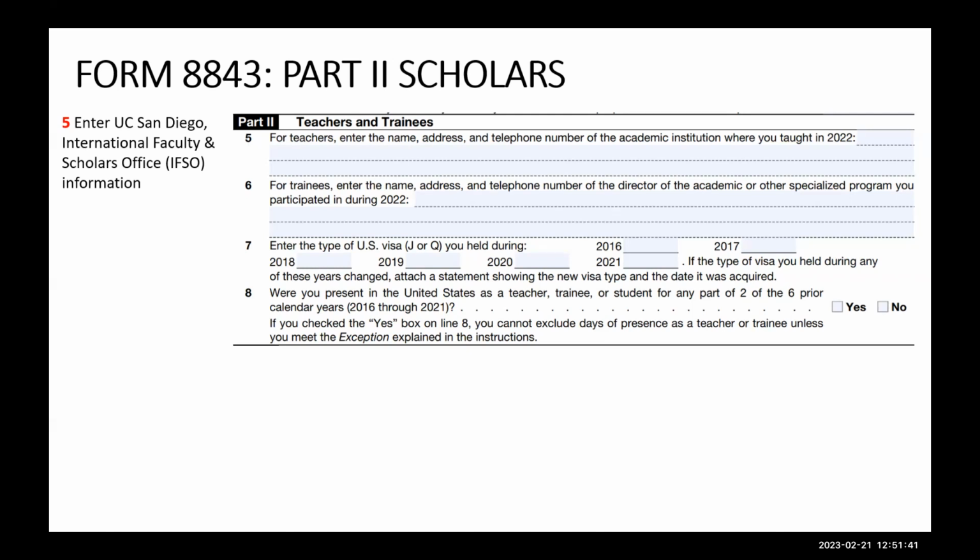Let's see, F2 are kids. Should I not file for them? No, you do need to fill out the 8843 for each of them on their behalf. But again, it would not apply if you have US citizen children. They don't need to fill this out. It's just F2 or J2 children.